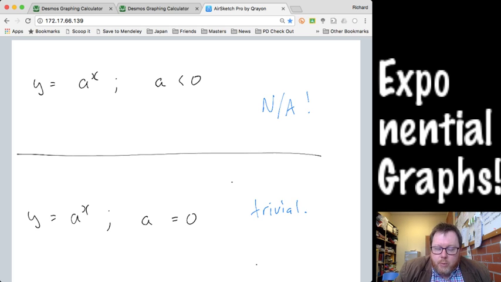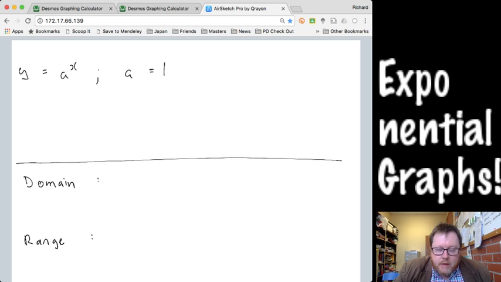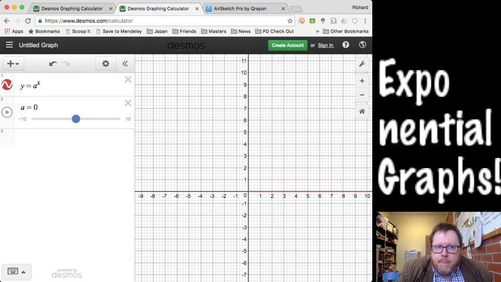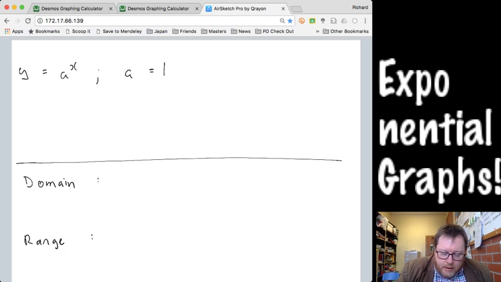So when you see the word trivial in maths, it just means it's so not useful, it's not worth exploring further. And the last one there is y equals a to the power of x when a equals 1. Wonder what that would look like. Getting flatter and flatter. Oh, there we go. Unsurprisingly, when a equals 1, the graph is just a straight line because 1 to the power of anything is just 1. So it's trivial as well.